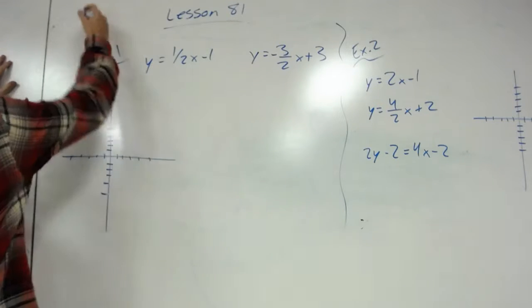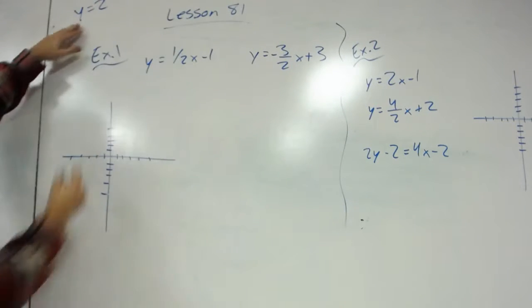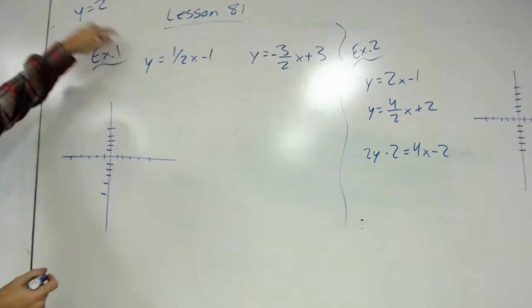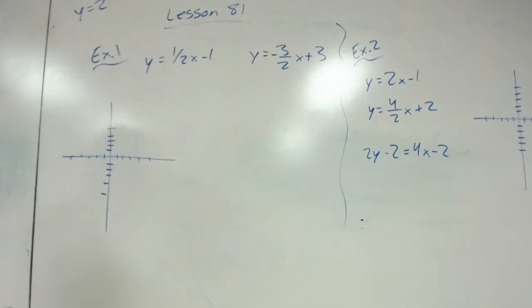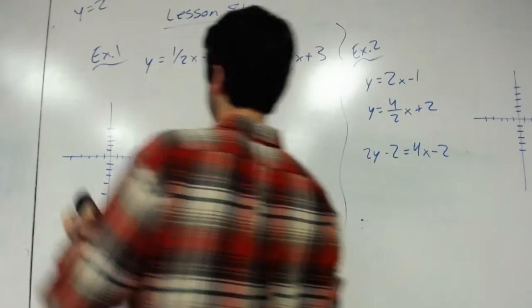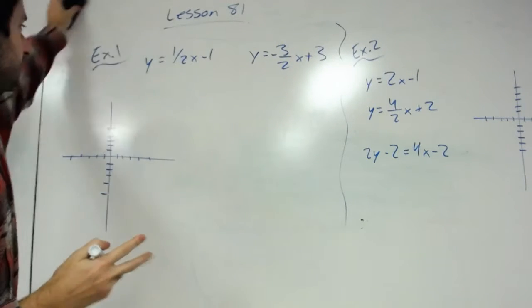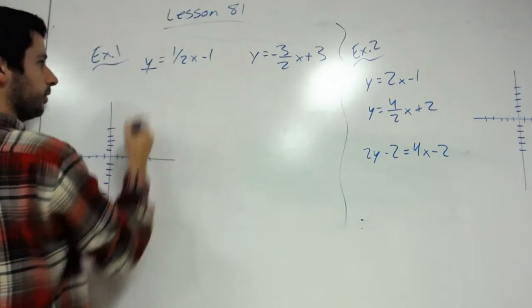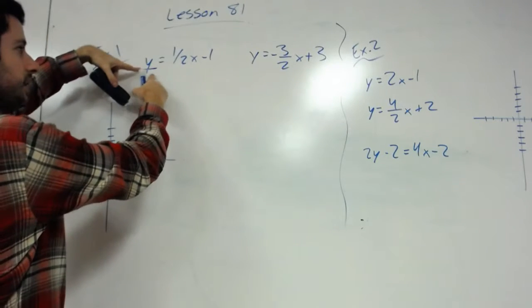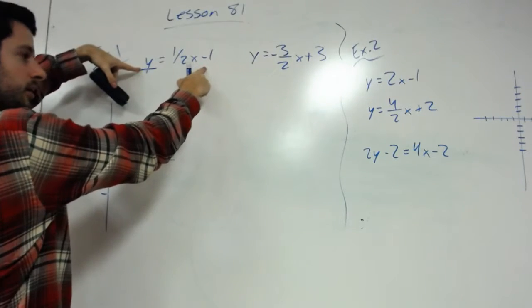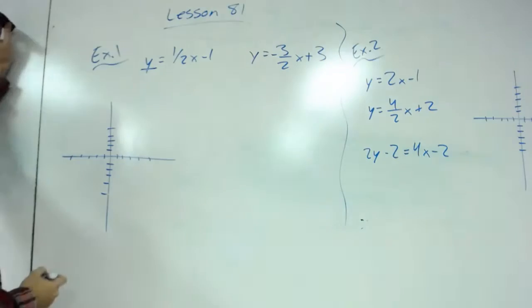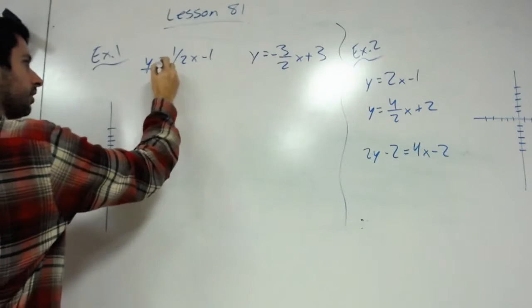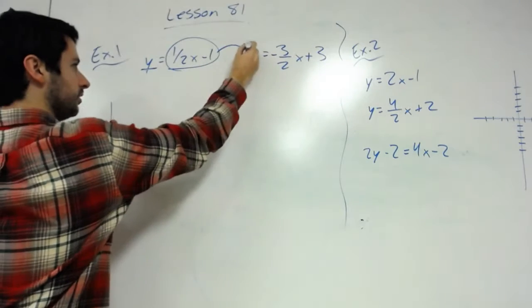Now, in the past, you've had maybe y equals 2, and we plugged in 2 for y, and then you could solve for x. In substitution, it's the same thing, it just may seem a little bit more complex, but we actually know what y equals. So y equals 1/2 x minus 1. We also know that y equals negative 3/2 x plus 3 over here. So since we know what y equals, we can plug this in for that y.